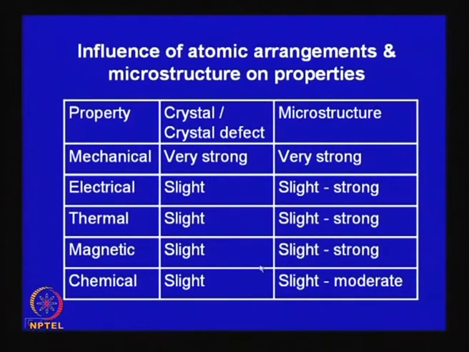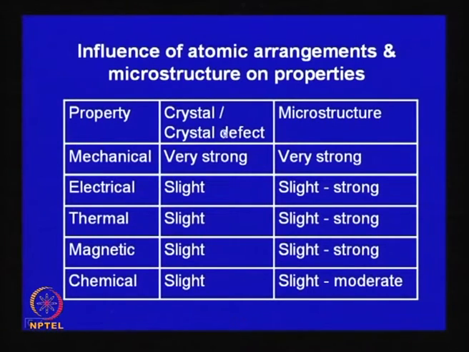Now, this slide gives you the influence of atomic arrangement and microstructure on properties. Typical properties which are listed are mechanical, electrical, thermal, magnetic and chemical. Out of these, it is the mechanical properties which have a strong dependence on crystal structure and crystal defects. It is not that the others are not dependent. Here also crystal structure does affect the properties, but not to the extent it affects mechanical properties, and as we go along we will see why.